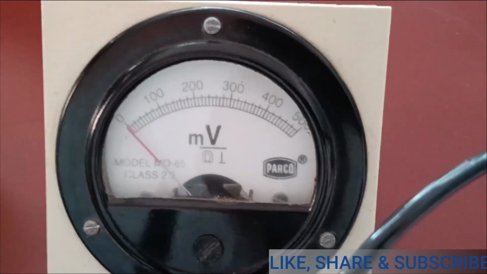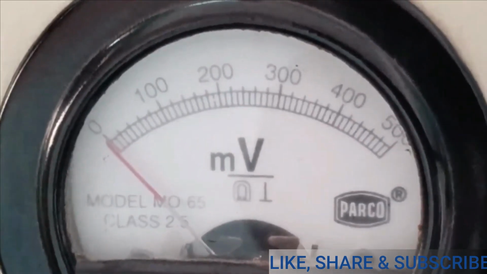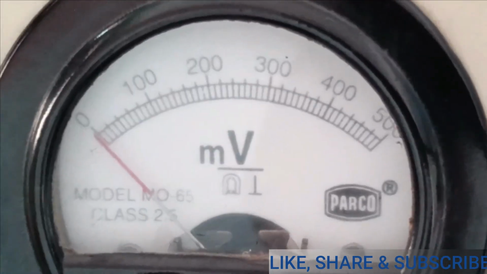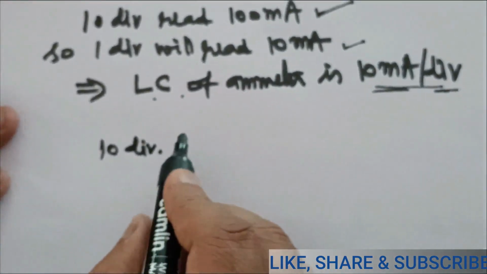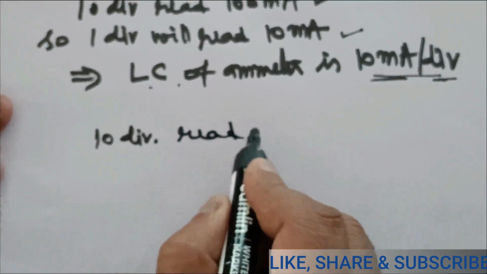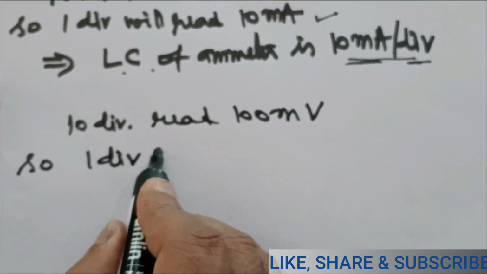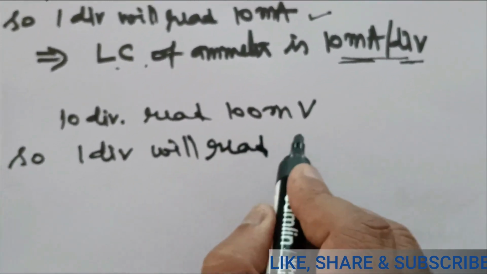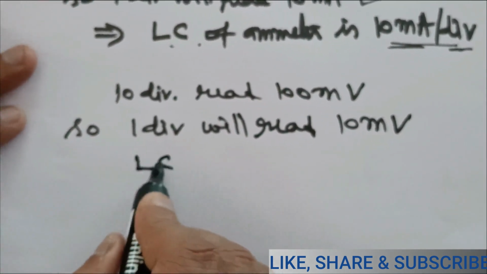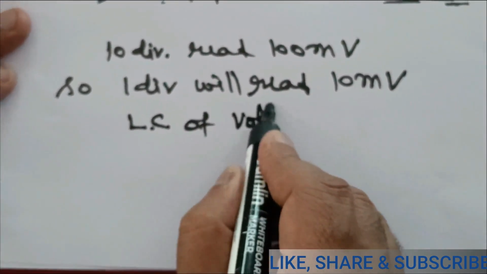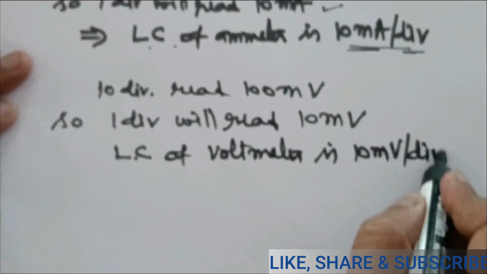Now look at the voltmeter. In fact, it is a millivoltmeter. Its first 10 divisions read 100 millivolt. Thus, 10 divisions of the millivoltmeter read 100 millivolt, so one division will read 10 millivolt. So the least count of the voltmeter is 10 millivolt per division.